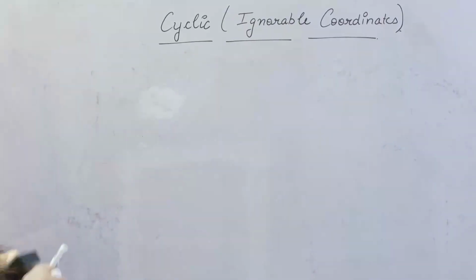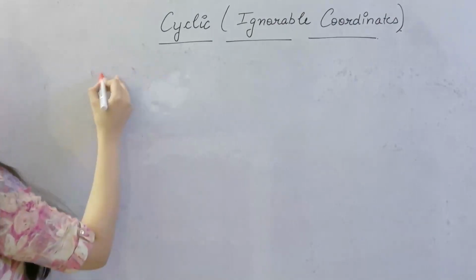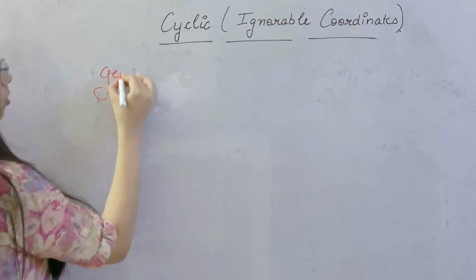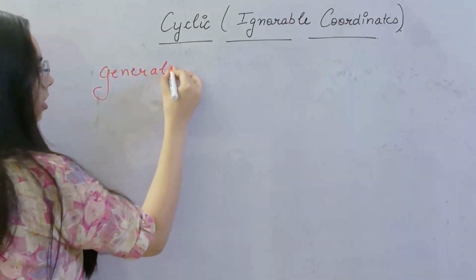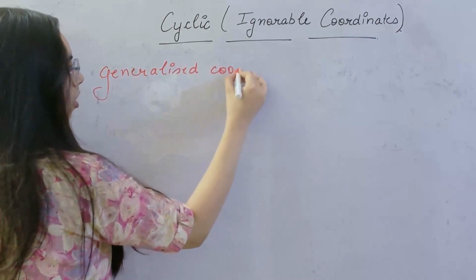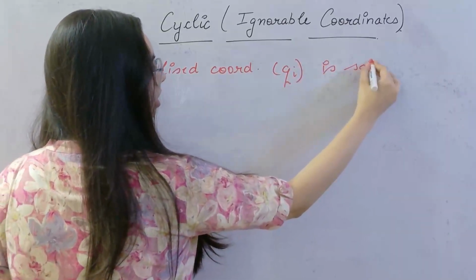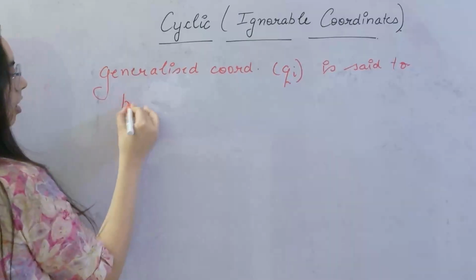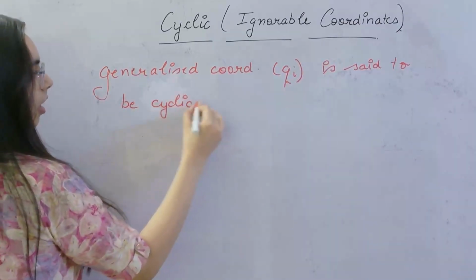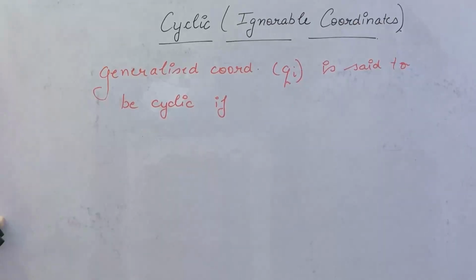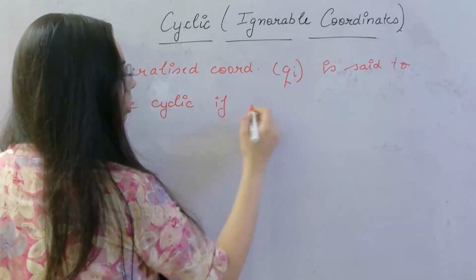So basically, a generalized coordinate. Remember, whenever we talk about the Lagrangian equation, we definitely talk about the generalized coordinate, generalized velocity, and the generalized momentum. Okay, so the generalized coordinate, which is my qi, is said to be cyclic if the Lagrangian explicitly doesn't depend on that coordinate.